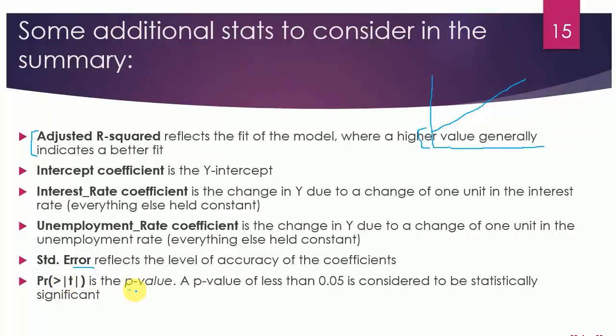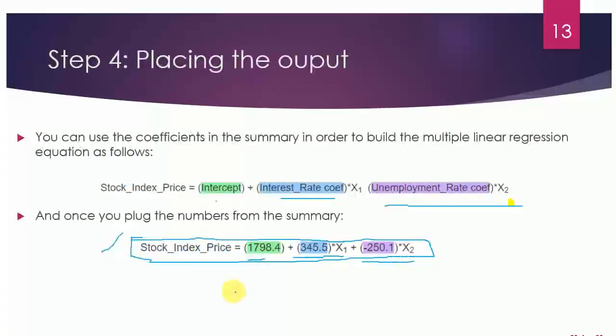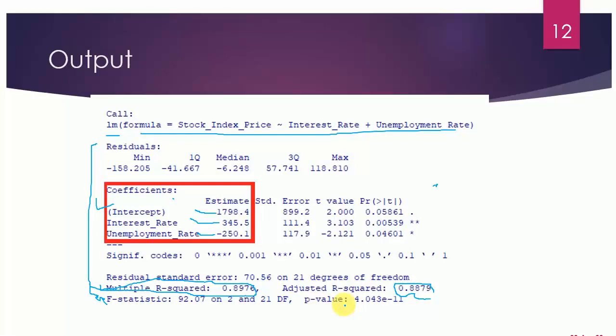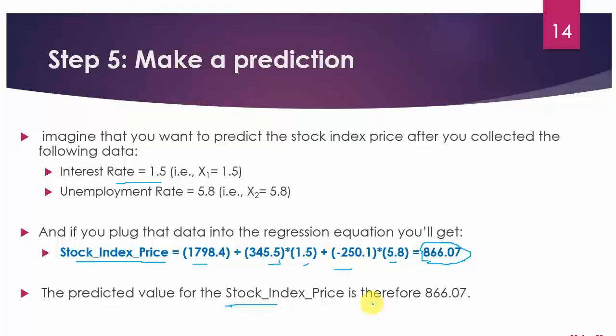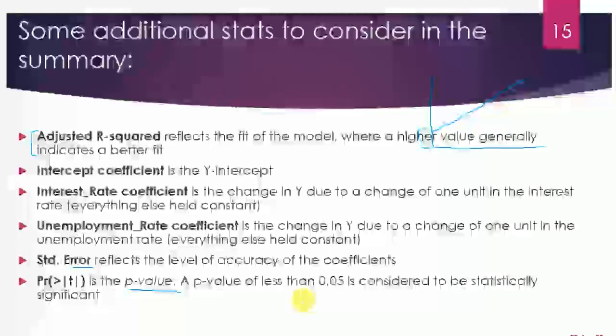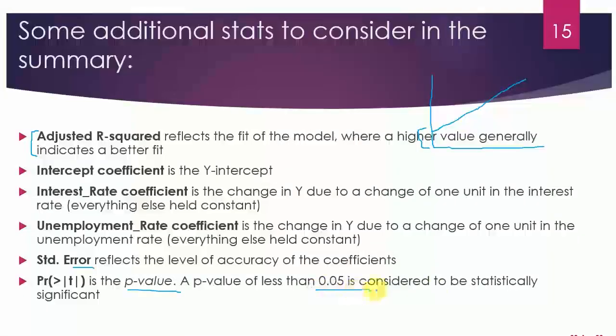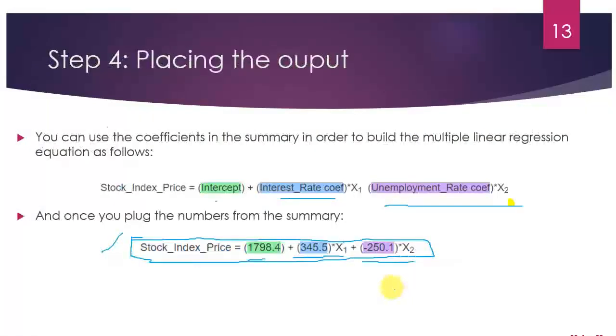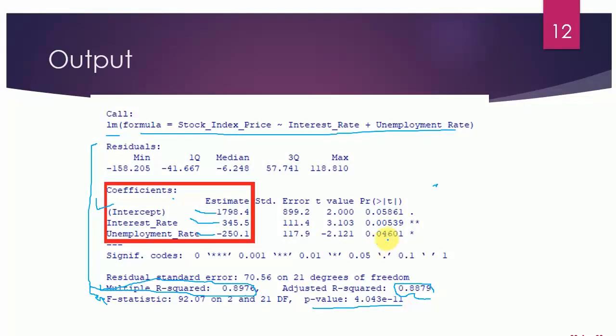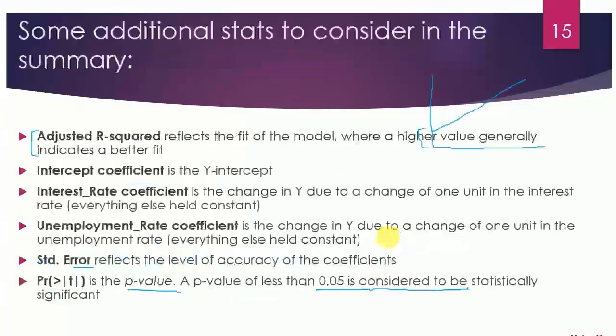P-value. See here, p-value is also reported in these statistics. This is the p-value, which is 4.04 to the power minus 11. If a p-value is less than 0.05, it is considered to be statistically significant. See the p-values, 0.005 and 0.046, both are less than 0.05, so they are statistically very significant.